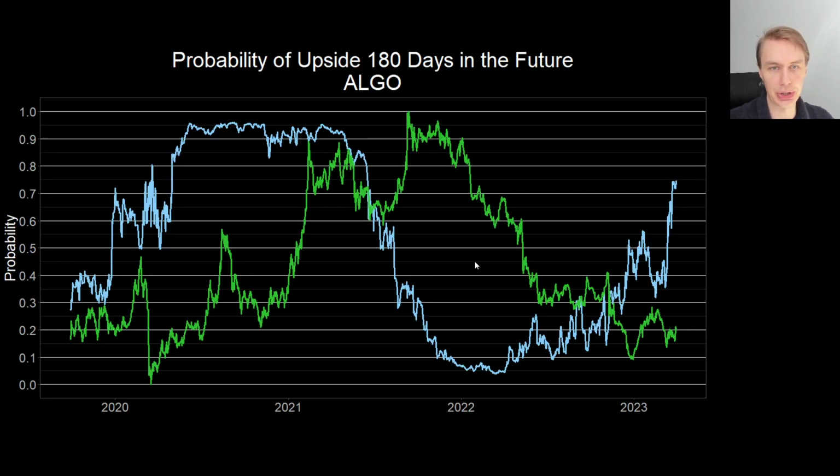Now I want to flip over to the probabilistic forecast model that I have been developing and what it thinks of ALGO. So this is a bit more macro in its focus, at least this version of it. This is looking at 180 days into the future. If you haven't seen my videos or tweets talking about this model yet, essentially what it's doing is predicting the likelihood or the probability that the market will be up relative to where it is right now some number of days into the future. And so this version here is looking at 180 days into the future. So basically this is the probability of upside 180 days in the future.